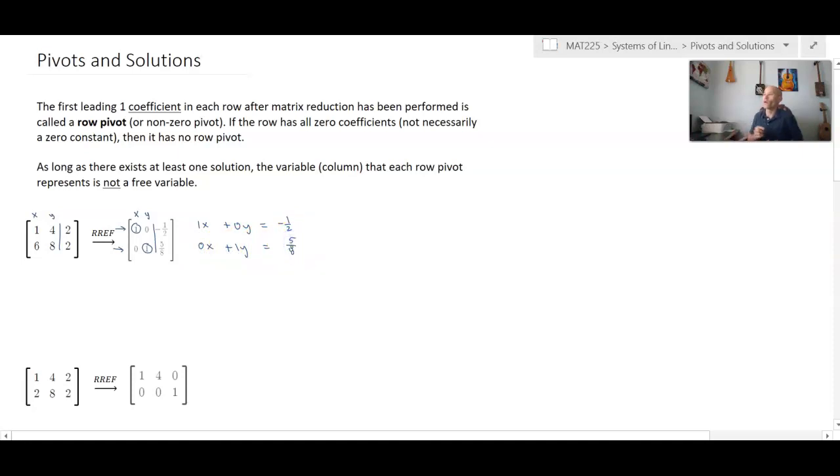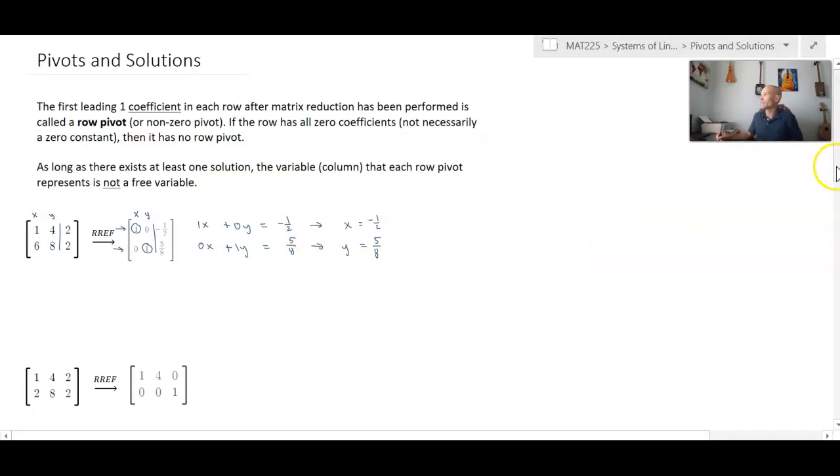Well, given that there are only two variables, and based upon our statement, neither one of them is free, that right there tells us right away, without actually even writing the equations out, we know that x and y are going to take on only one value. And in fact, we could see that x is going to be negative 1/2, and that y is going to be 5/8. So we had two variables, we had two row pivots, and therefore we have a single solution.